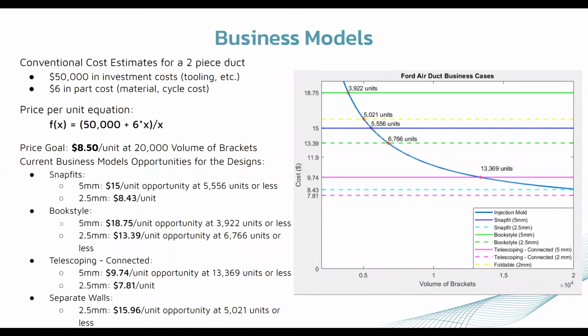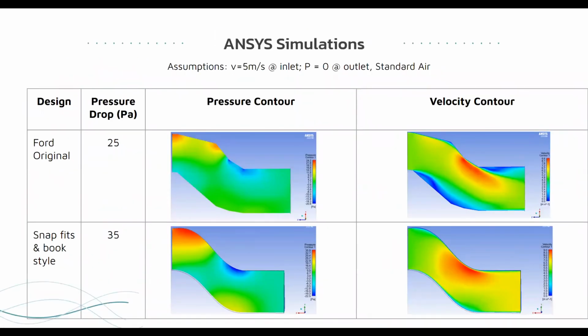One of our goals was to determine business opportunities using additive manufacturing versus traditional injection molding production. Using the nesting scenarios, we were able to find the price per unit for each design. The figure on the right shows certain points at low volume production where each design can be utilized over injection molding. To analyze pressure drop across our ducts, we used ANSYS CFD simulations.